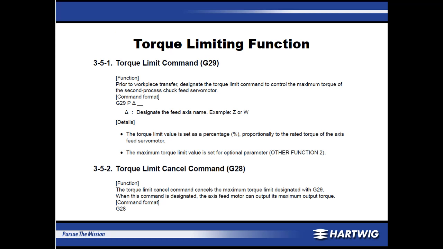Now this only works when the parameter in other function 2, max limit for torque limiting function, is set. Typically, I set that to 75% on a new machine. And then we can use G29 to limit further down to 25 or 30 or whatever we desire. But if that other function parameter is 0, G29 will alarm the machine every time, even when being used correctly. And then G28 cancels the torque limit command and allows the machine to torque at maximum output again.